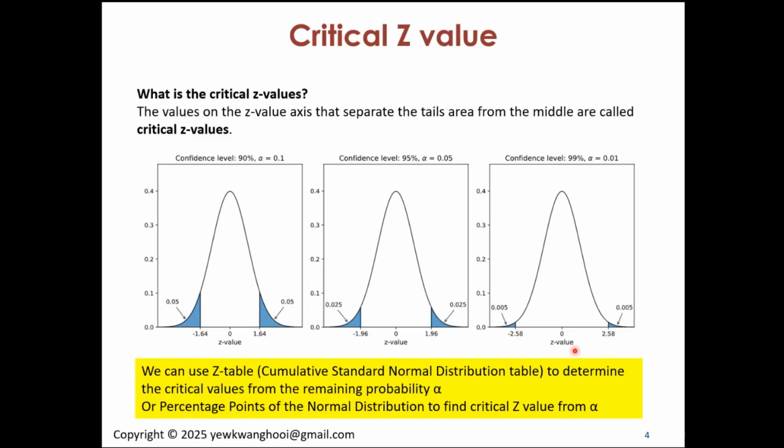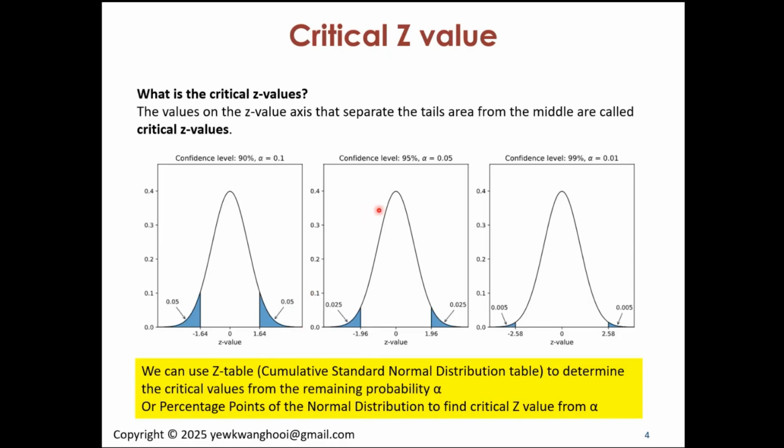How come the values are different? The values are different because, you see, we are using different confidence levels. For the first graph, the confidence level is 90%. That means the significance is 0.1 or 10%. So 10% divided by 2 is 5%, right? So in this graph, 5% on the left and 5% on the right. You see, 0.05, 0.05 on the left and right tails. We call these the left and right tails of the normal distribution, right?